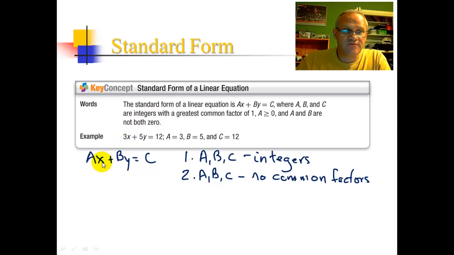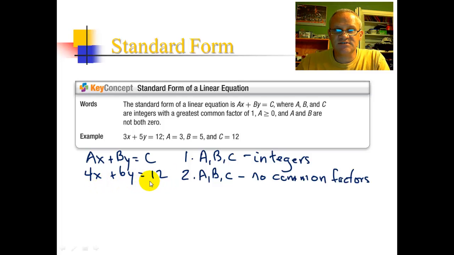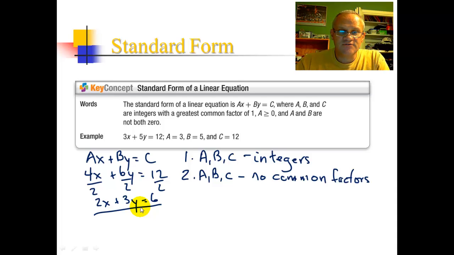So for example, if this was 4x plus 6y equals 12, these all have a factor of 2 in common. We can't have that. So this is not technically standard form. What we would have to do is divide each one of these by 2, whatever the common factor was. So now this is going to give me 2x plus 3y equals 6. That would be standard form now. Okay? So have to make sure that those numbers a, b, and c are integers. Make sure that there are no common factors.